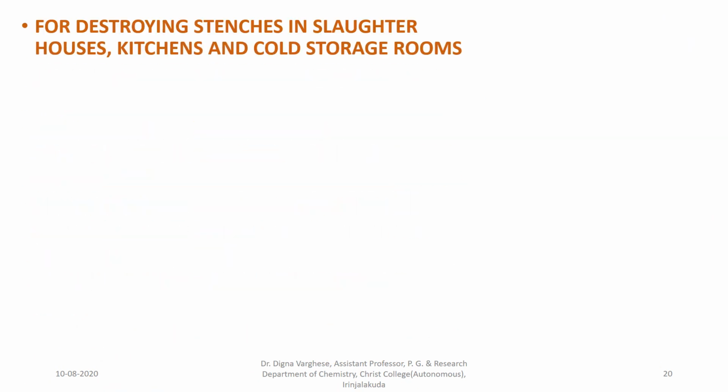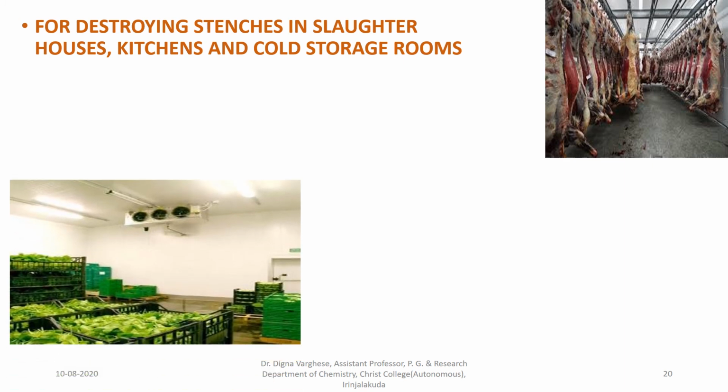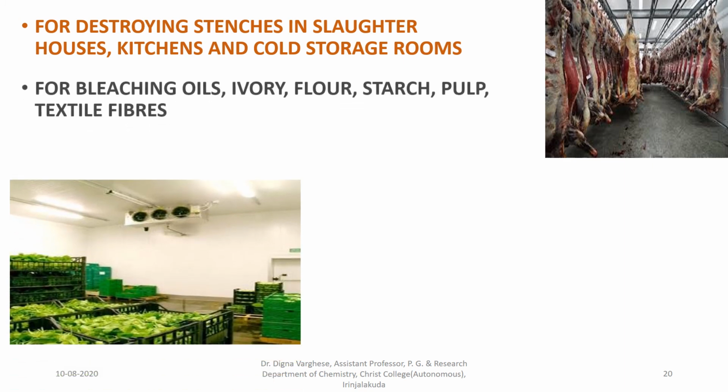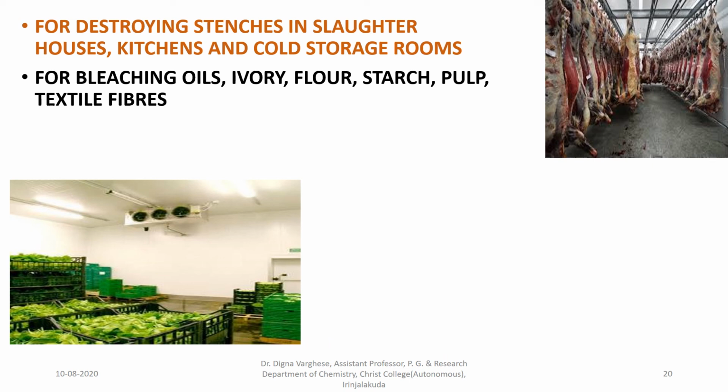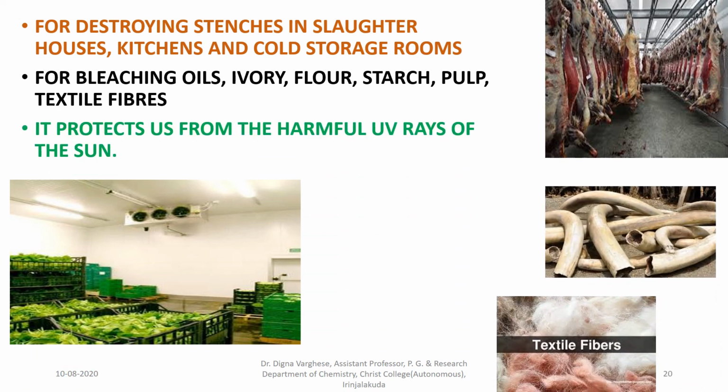For destroying stenches, that is foul smell, in slaughterhouses, kitchens and cold storage rooms. It is also used for bleaching oils, ivory, flour, starch, pulp and textile fibers. The most important application of ozone is in the form of the ozone layer. It protects us from the harmful UV rays of the sun. These are some important applications of ozone.